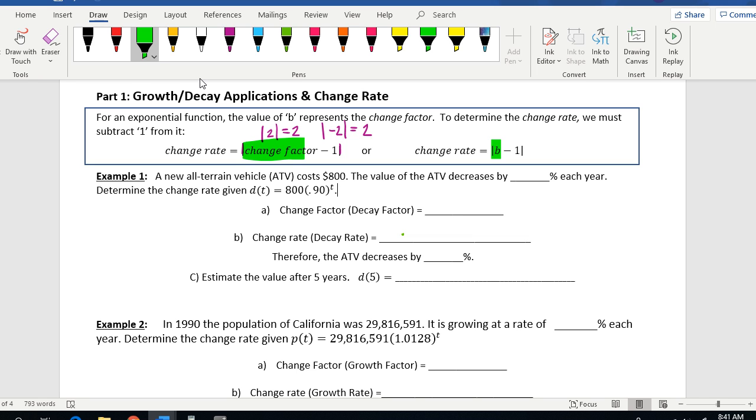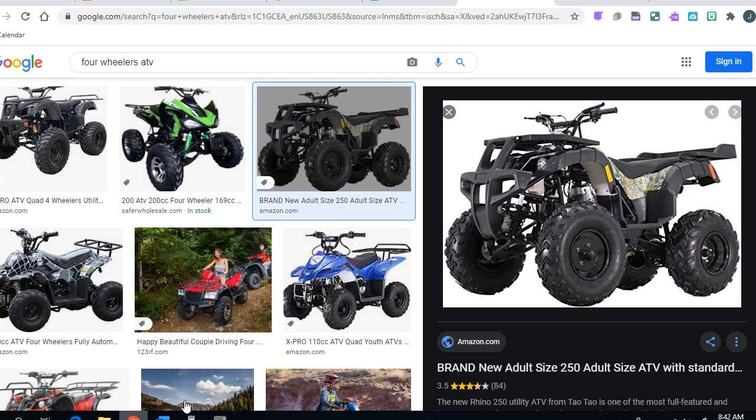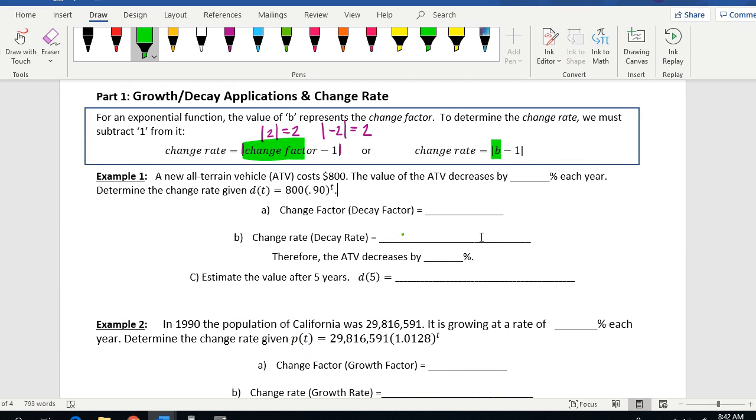So example 1, a new all-terrain vehicle, so that is like an ATV, a four-wheeler, costs $800. The value of the ATV decreases by blank % each year. I want to determine the change rate given d of t equals 800 times 0.90 raised to the t.